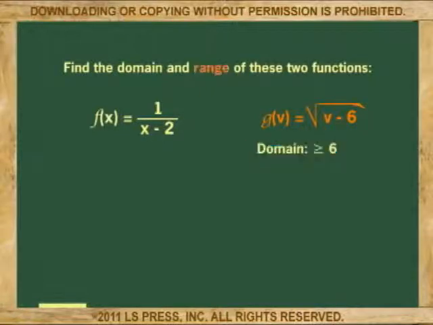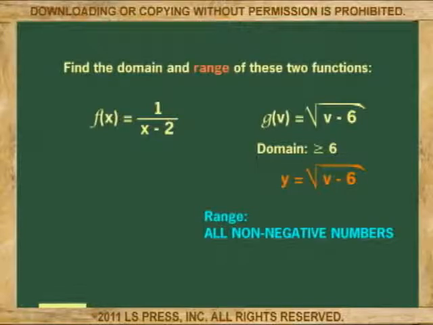Now, as far as the range is concerned, again we set up the function and solve for v by saying y equals the square root of v minus 6. Because y is equal to a square root, y may not be negative. Thus, the range of the function is all the non-negative numbers.